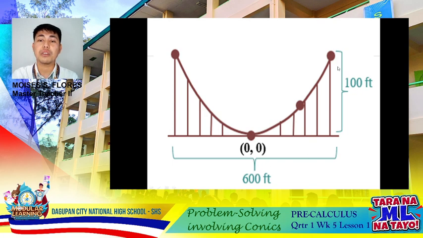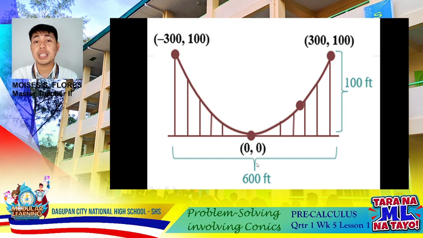So therefore, one of our points on your parabola, or could we see it as your latus rectum, we label it as (300, 100) as our coordinates here. And then on the other hand, this one is (-300, 100). Again, because we have divided 600 into two equal parts, so 300, 300 on both your left and right.